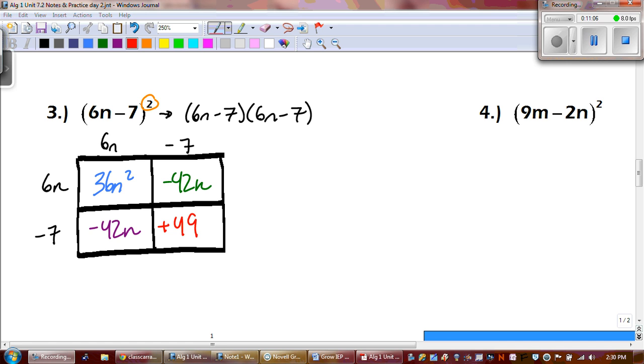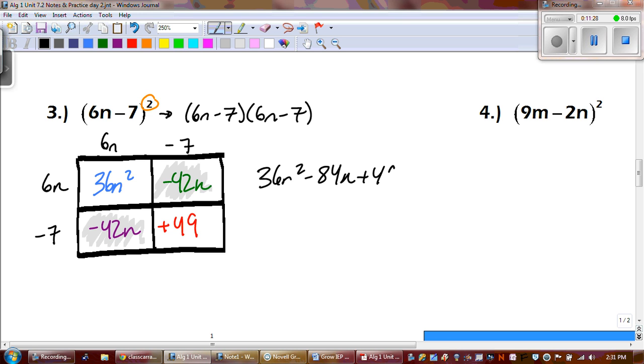Okay, so you should get 36n squared minus 42n minus 42n plus 49. The next step would be to combine your like terms. And when we combine our like terms, we get 36n squared minus 84n plus 49. Okay?